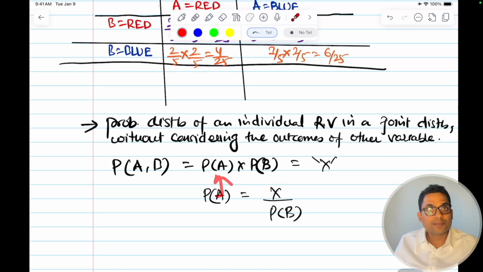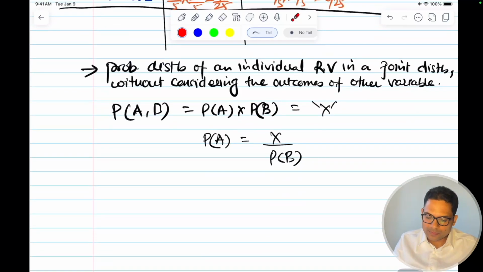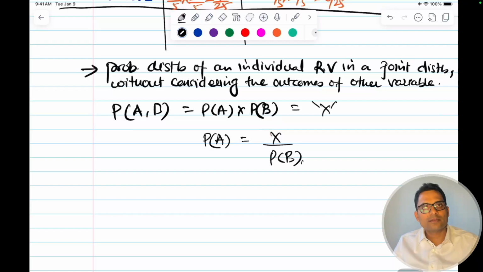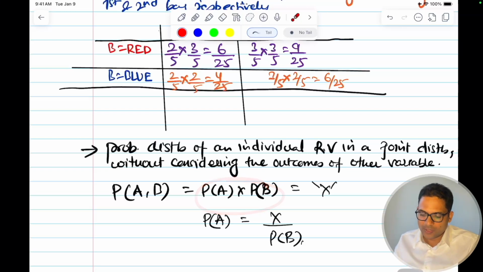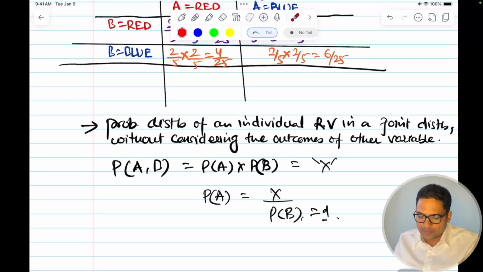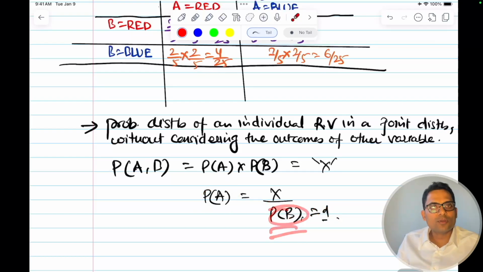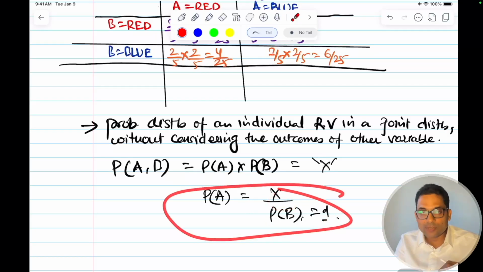If I want to find P(A), the probability of a red in the first draw, one way is if we know P(B), but we don't know that. We know only the joint distribution, only the combined value. So what if we make P(B) equal to 1? If I make P(B) equal to 1, then I will get this value, whatever it is. So it's just for intuition, don't take it literally.